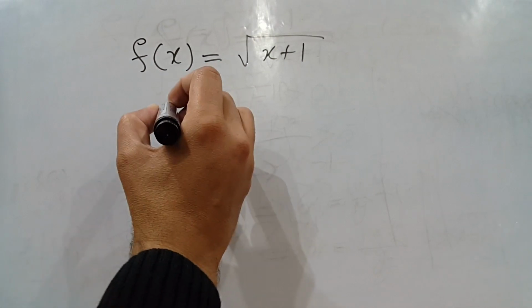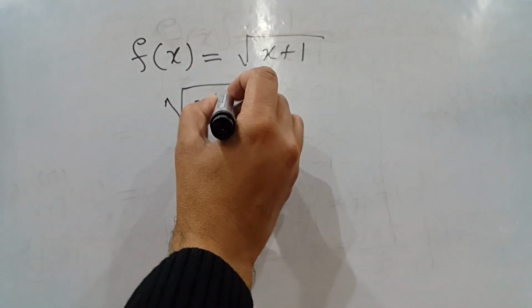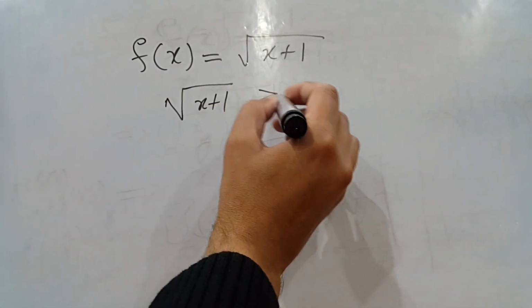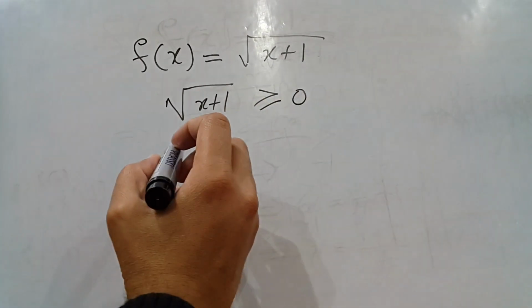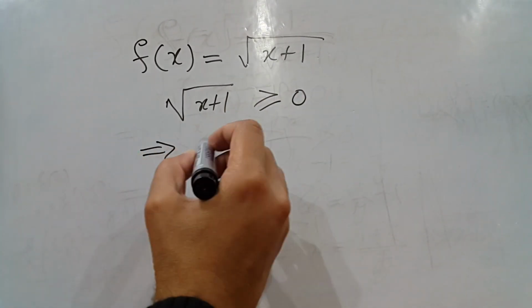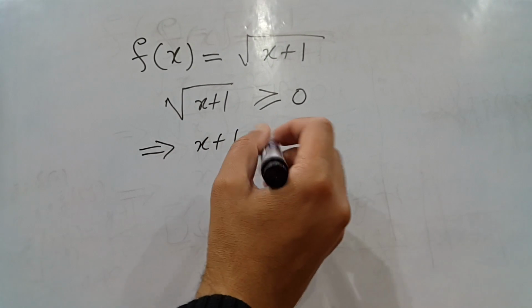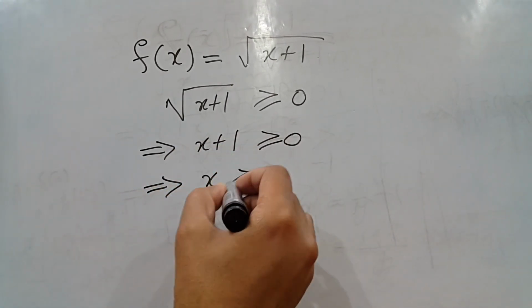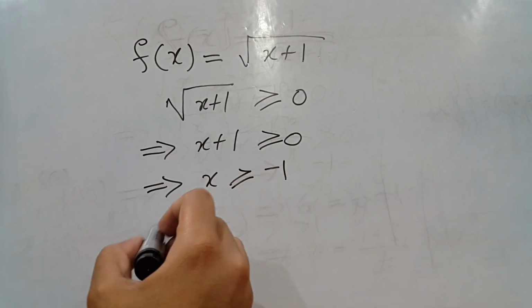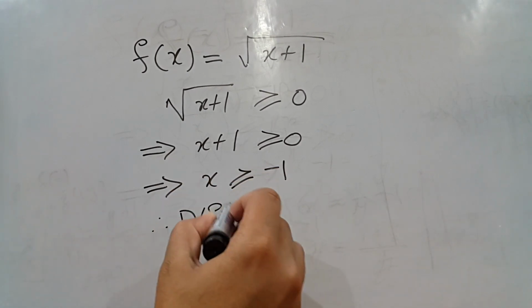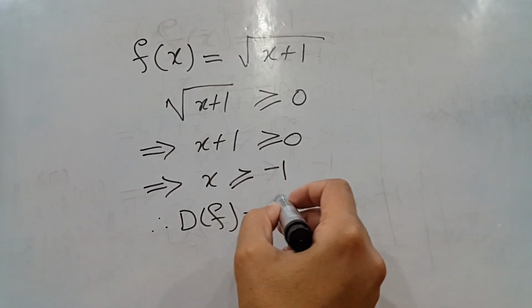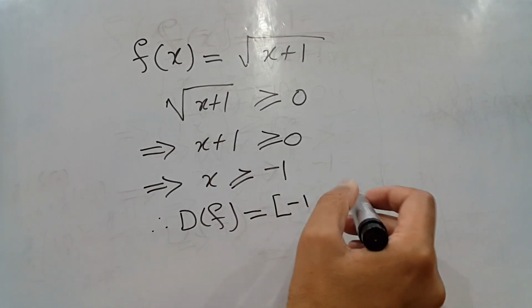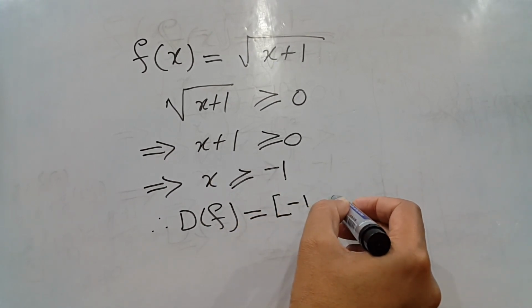Now find the domain and range of this function. So we consider square root of x plus 1 greater than or equal to 0. This implies, by squaring both sides, we get x plus 1 is greater than or equal to 0. This implies x is greater than or equal to minus 1. Therefore, the domain of f is equal to the closed interval minus 1 to plus infinity.